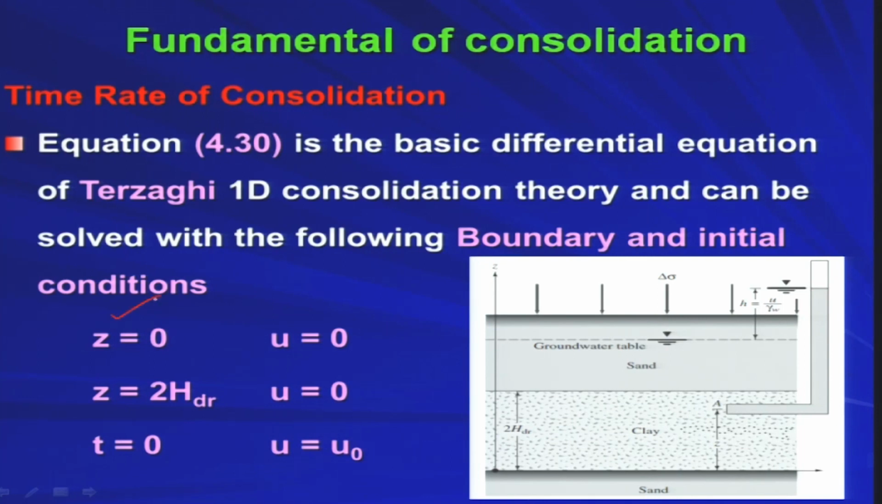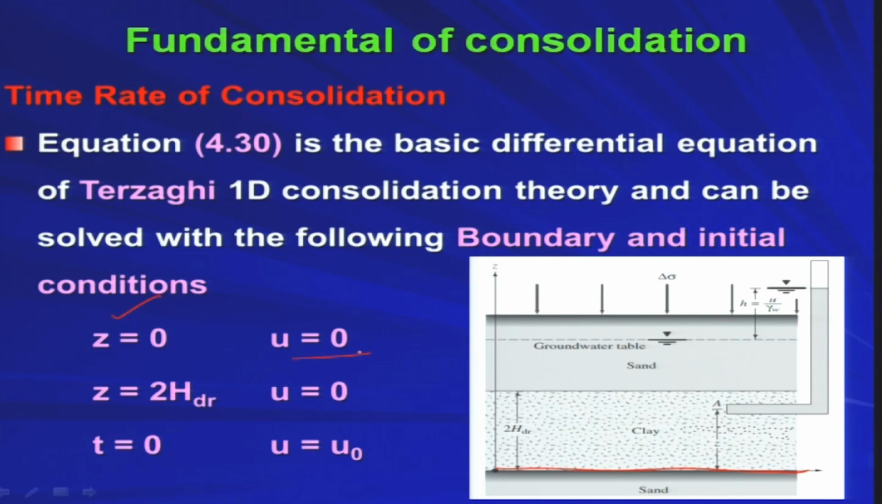At z equal to 0, this is the first boundary condition, that means you are here. What is your excess pore water pressure? That must be 0, because that is the interface between the clay and sand layer. So, the water will be draining out through the sand layer, right. So, at that location you will be having u equal to 0, that is, the excess pore water pressure must be equal to 0.